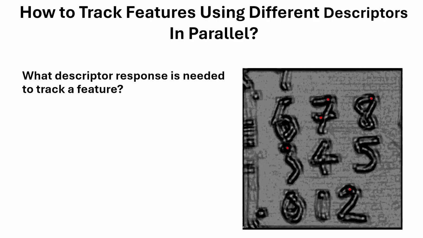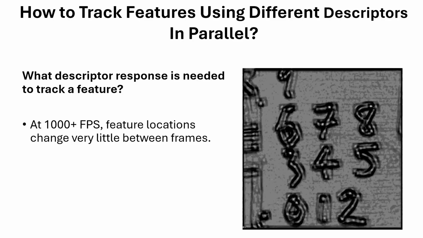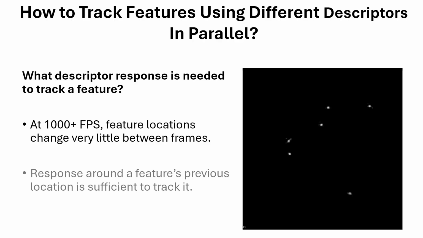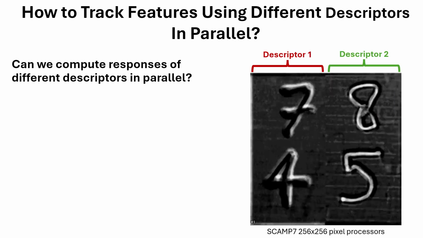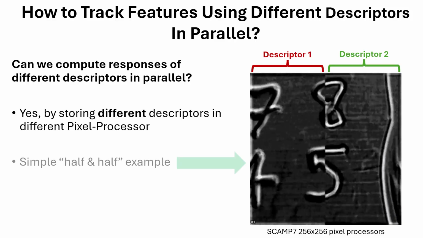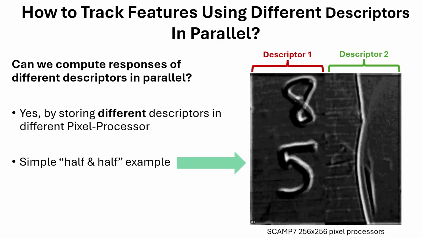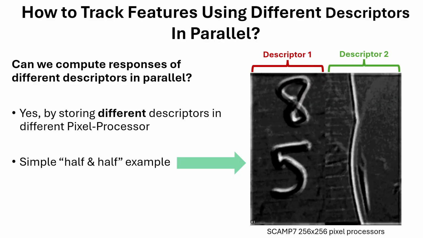Well, the first thing to realize is that at very high speeds, the positions of local maxima, i.e. point features, will barely change from frame to frame. This means to track these features, only a small amount of descriptor response around each feature's location using its descriptor is needed. And the other thing is, of course, we don't need to store the same descriptor inside every pixel processor. Every pixel processor can store a different descriptor in its own local memory. In this simple example, we've loaded the pixel processors in one half of the array with descriptor 1 and the other half of the array with descriptor 2. Then when we compute a response, we can see each half of the array is essentially highlighting a different type of image structure.